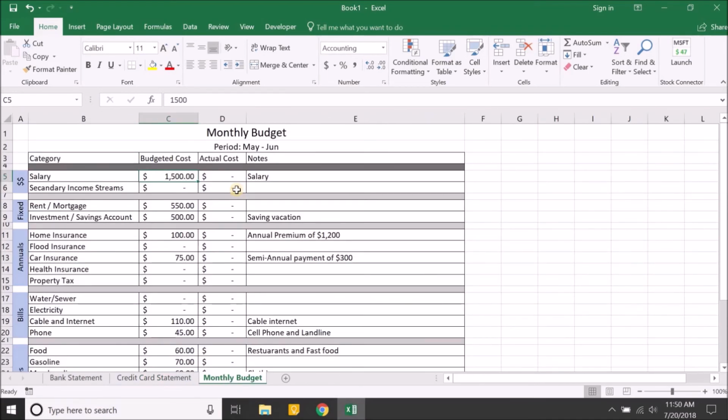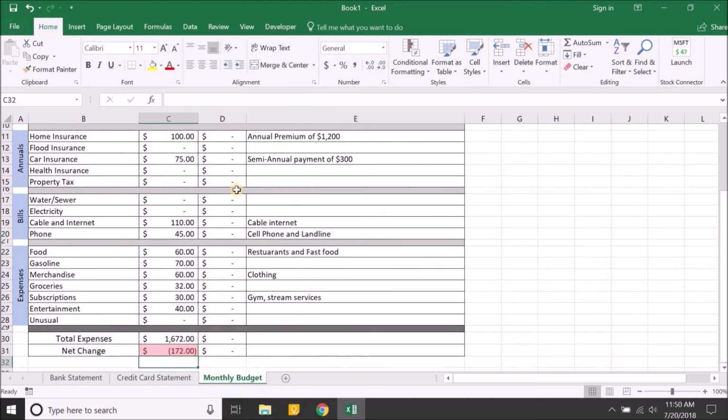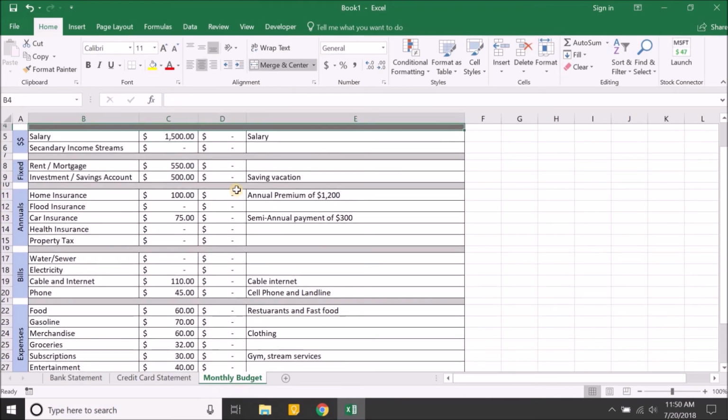Okay, so that's pretty much it for this entire workbook. Hopefully this could help you guys manage your finances better, and hopefully get you to a point where you're not losing money each month after accounting for every single item, as you should be. So hopefully this helps out.